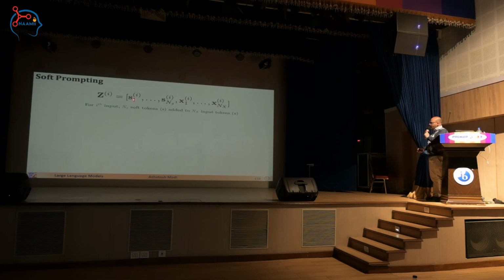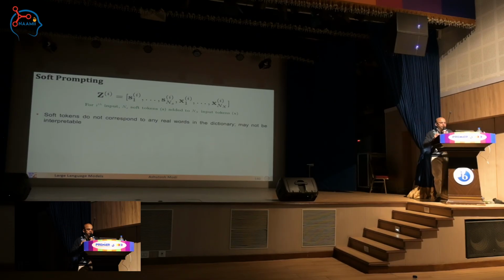What you do is you give these soft tokens s1 to sn as input to the model, and then the model will fine tune or learn the embeddings, or update the embeddings of these only and nothing else. So these embeddings or soft tokens are going to be task specific, and we'll just see how that works, right? They will not correspond to any real words in the dictionary and may not even be interpretable.